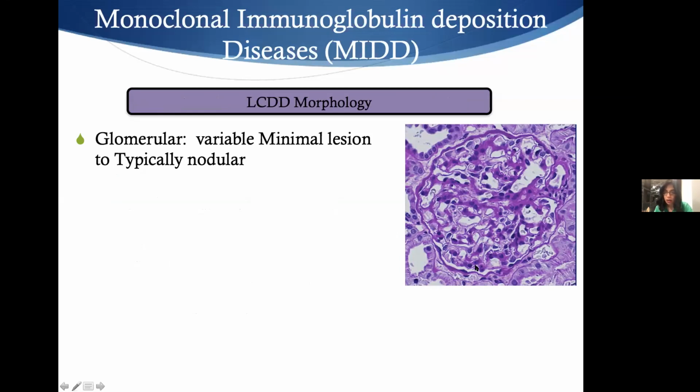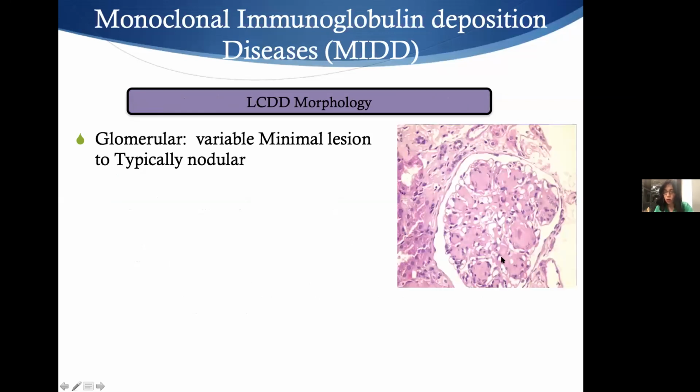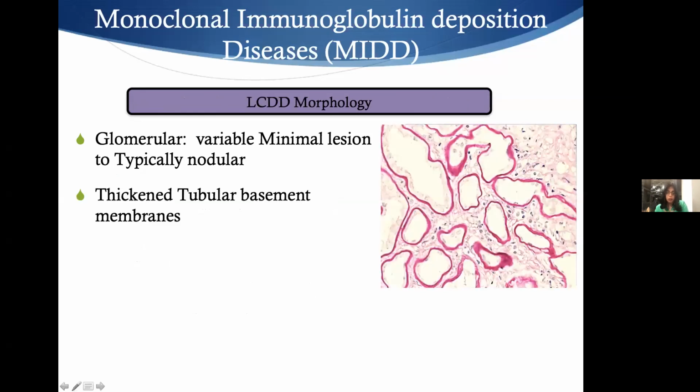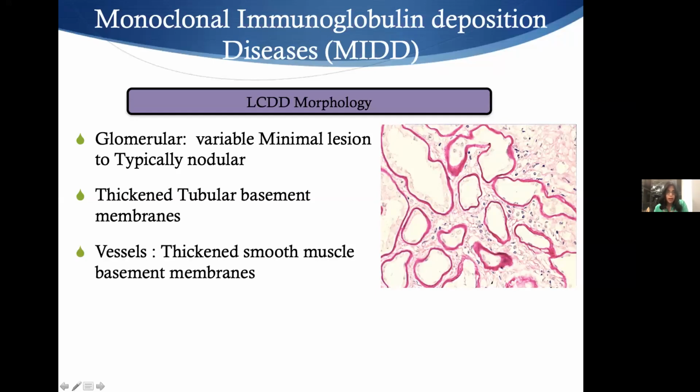But typically nodular, classic, of course, this falls into the differential diagnosis of diabetes. You get thickened tubular basement membranes, again, falls in the differential diagnosis of diabetes. And when we come to diabetes, I'm going to show you they are identical. It's really very difficult to differentiate between these two diseases, if you don't do kappa and lambda, of course. And the vessels are usually thickened with smooth muscle basement membranes.